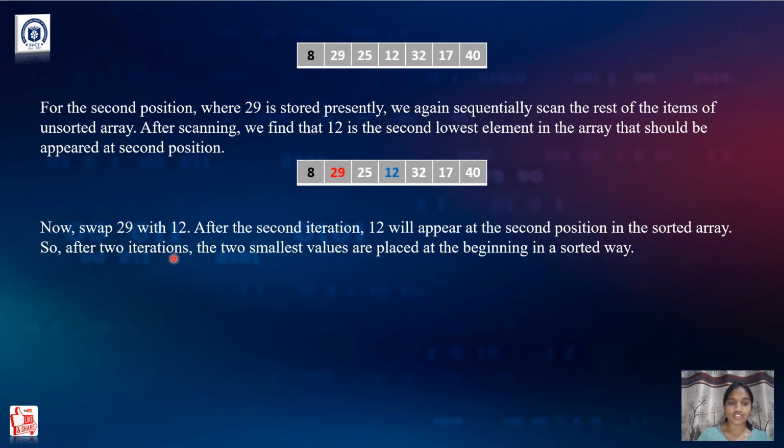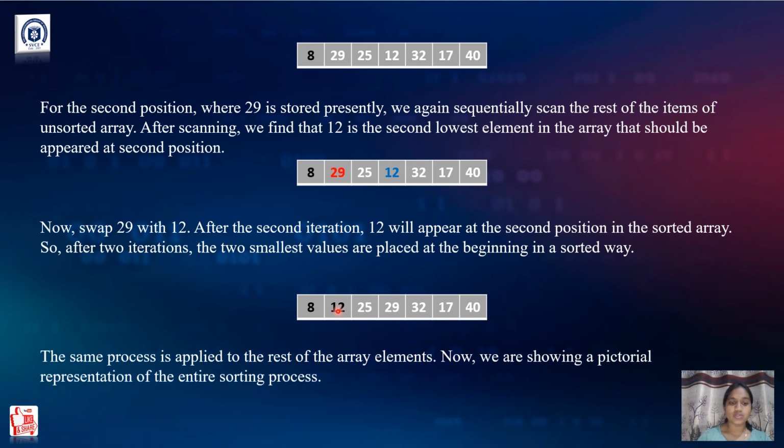So after two iterations, the two smallest values are placed at the beginning in sorted order. So 8 and 12, where 12 will be in the second position. The same process is applied to the rest of the array elements. Now we are showing a pictorial representation of the entire sorting process.